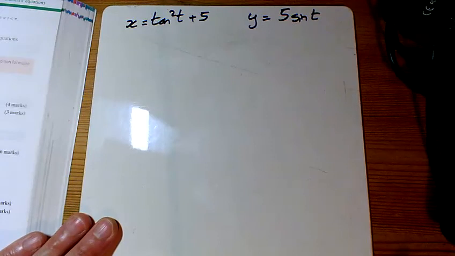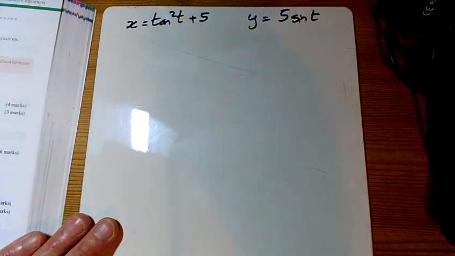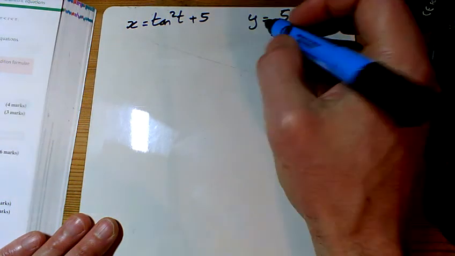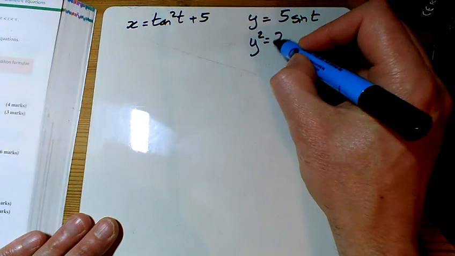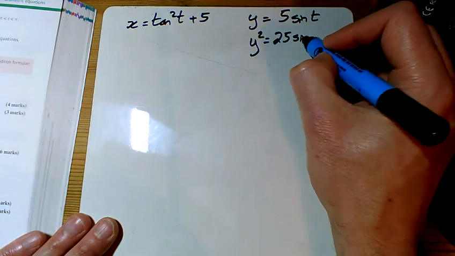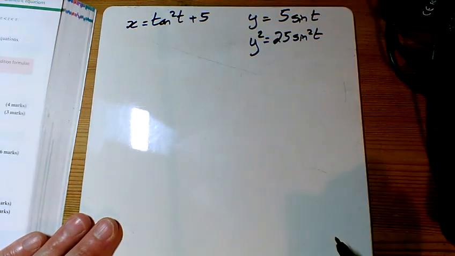Question 10. Again, I've done a lot of thinking to try and think which way round to do this. I've played about with some different ideas. What I'm going to do is I'm going to square this first of all. And the clue to do that was actually in the question. It did say leave your answer in the form y squared equals.